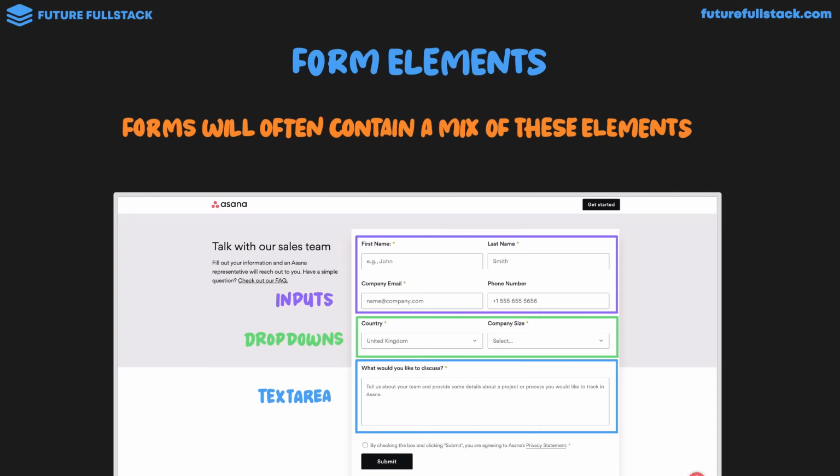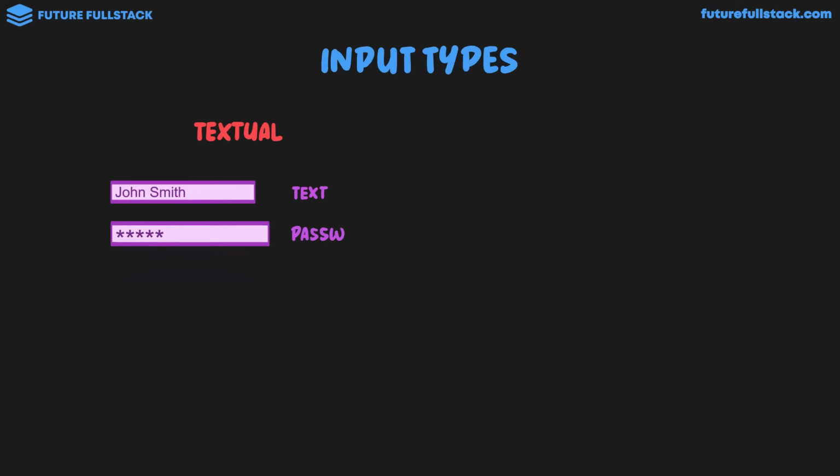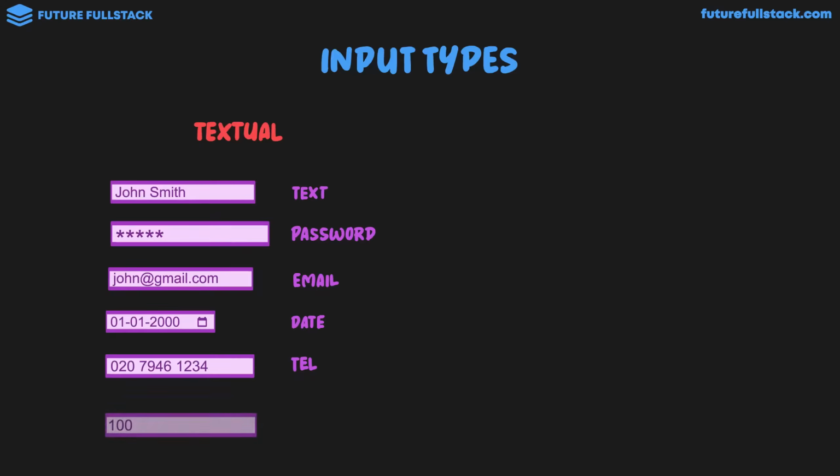This form uses all three types of form elements, inputs, drop-downs, and text area. But not every form will use them all. I chose this specific form as an example because it has all three, so it's nice to teach with. So let's now look at the different input types. The first category of input types are textual. They include things like a regular text input, a password input, an email input, a date input, a tel input, and a number input.